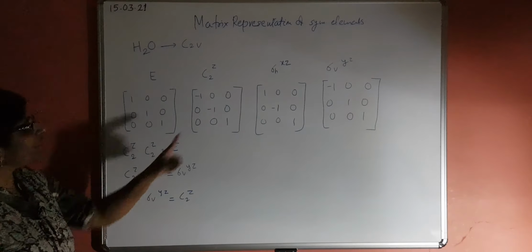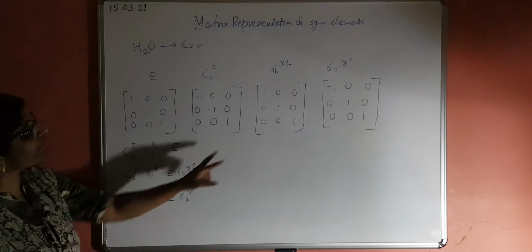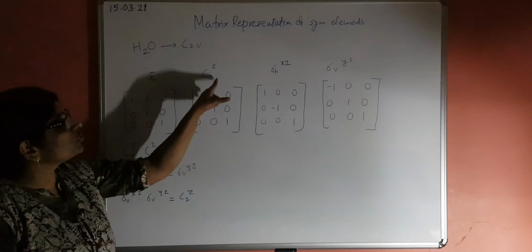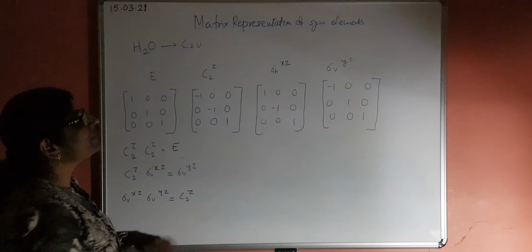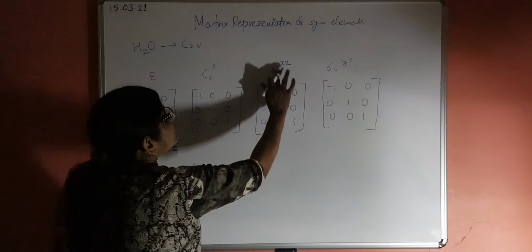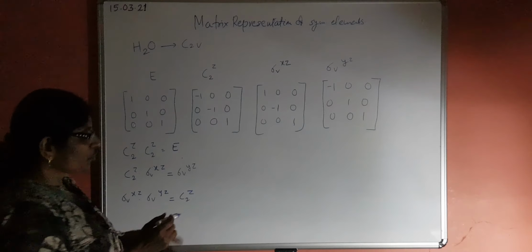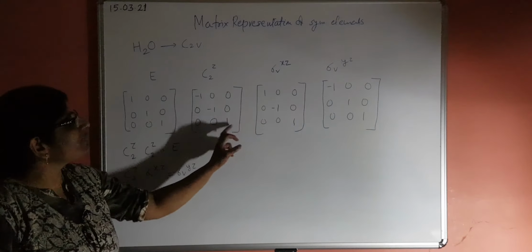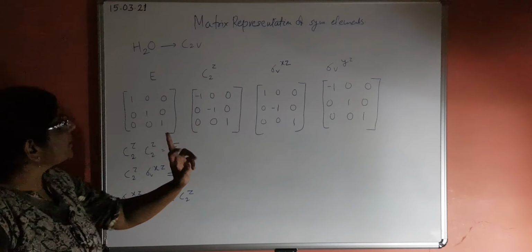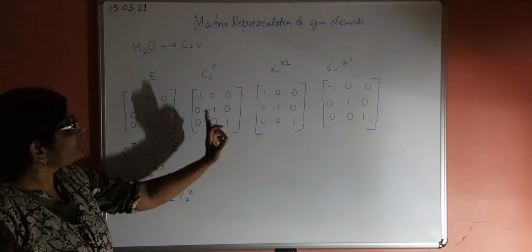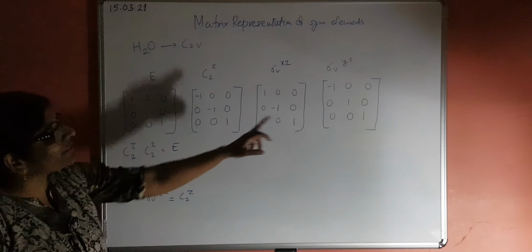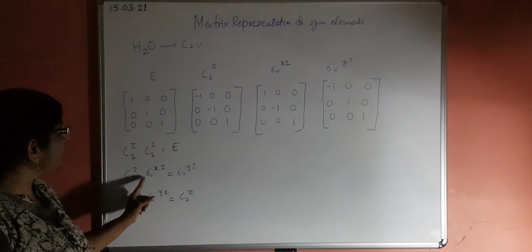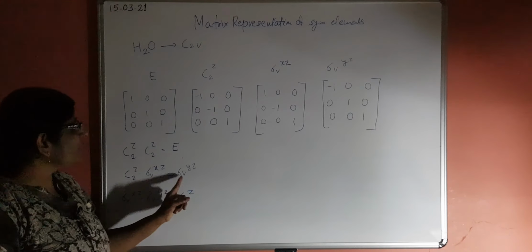Similarly, C2Z, this matrix, into sigma v xz. You can just do the product of these two. Okay, this is not sigma h, this is sigma v. So minus 1, 1, minus 1, minus 1, minus 1, plus, and 1, 1, 1. So what will it be? It will be minus 1, 1, 1. So that will be sigma v yz. The answer is: when we do the product of the matrices of C2Z into sigma v xz, we end up with sigma v yz.